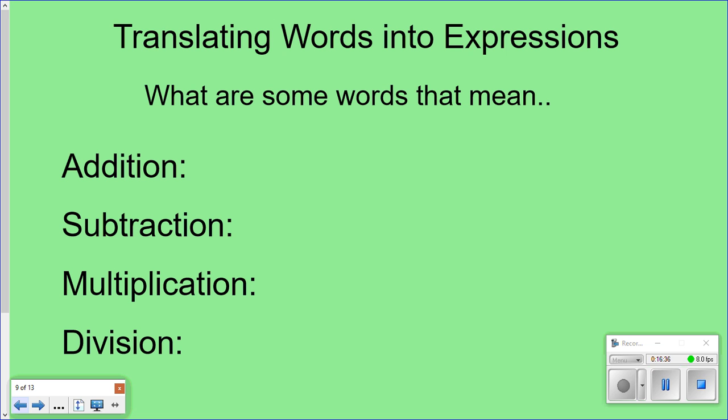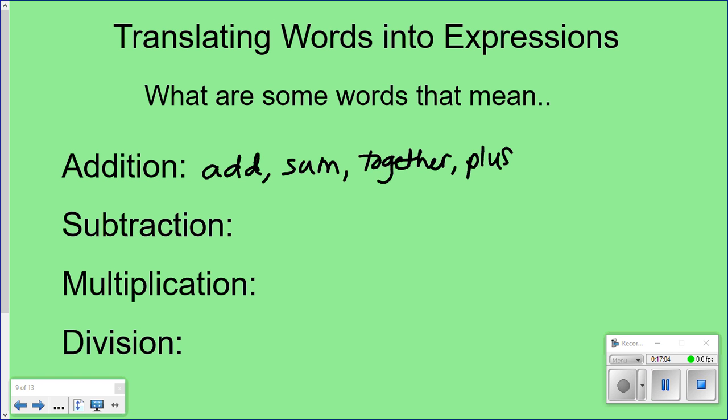Quickly, in our notebook, we need to make a list of what some of these words mean. Okay, so addition. What are some things that would mean addition? Add, yep. Anything else? Add some is another one. Anything else that would mean add? Together. Think together. How many do you have all together? Plus. Anything else that means add?